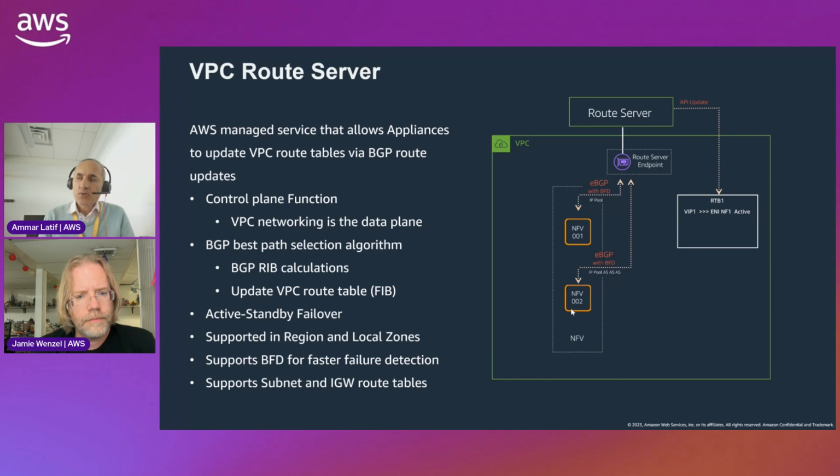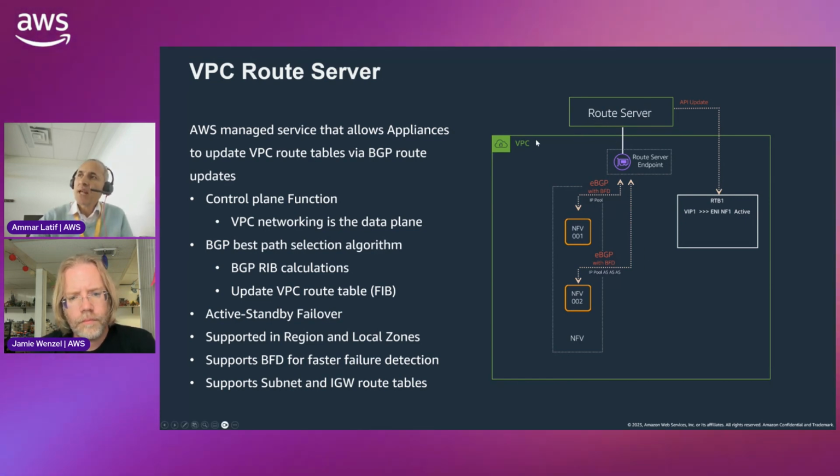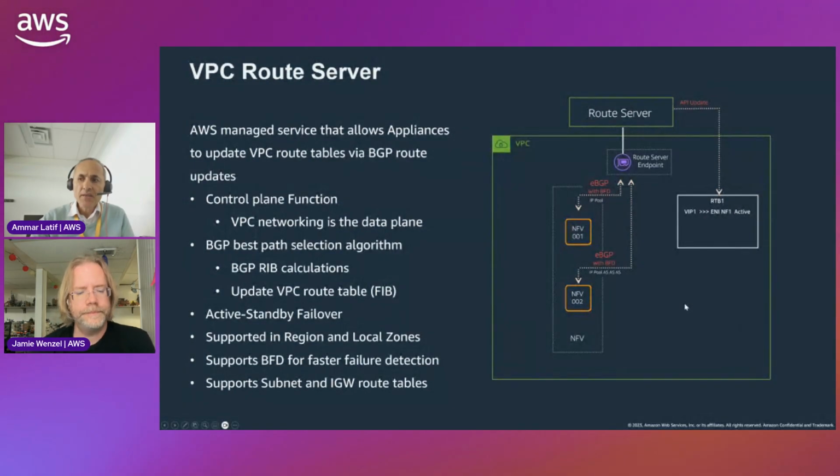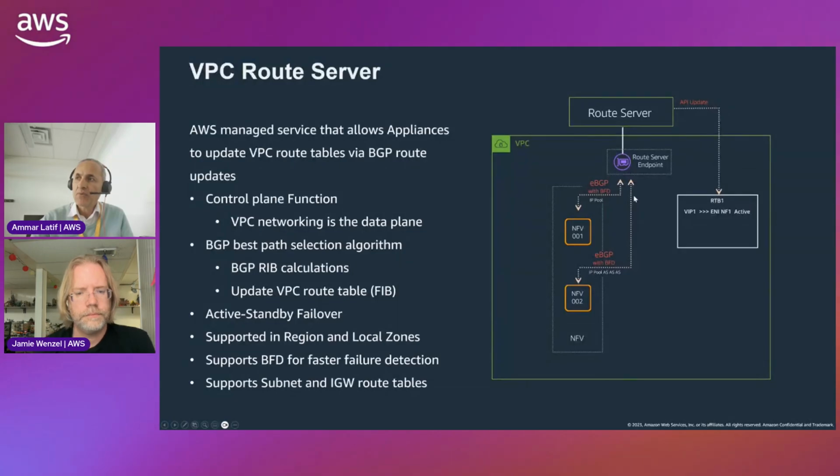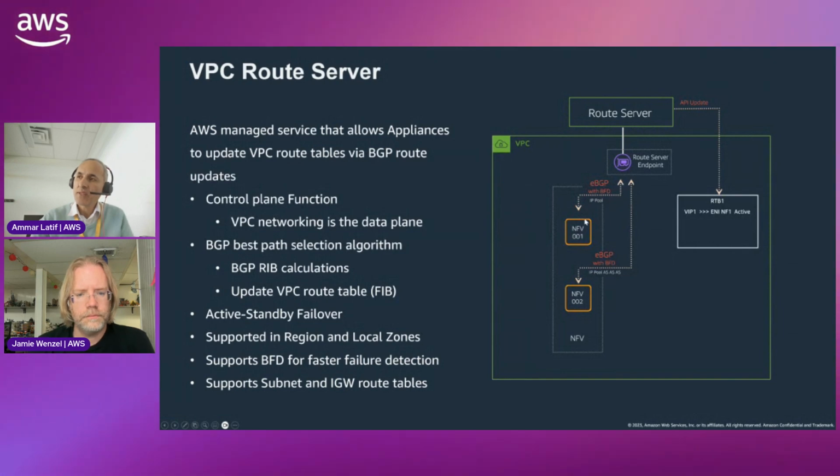And so the other thing is, if you notice here, the route server is deployed outside of the VPC, just like any other AWS managed service is deployed outside of the VPC, but it has an endpoint that is deployed within the VPC, typically even within the subnet, but doesn't need to be within the same subnet. And basically the peering happens with this endpoint. The BGP peering happens with this endpoint, and the BFD runs between the instance and this endpoint.